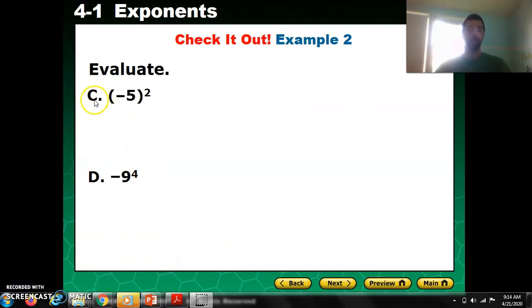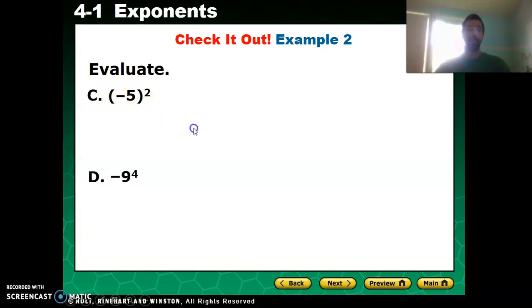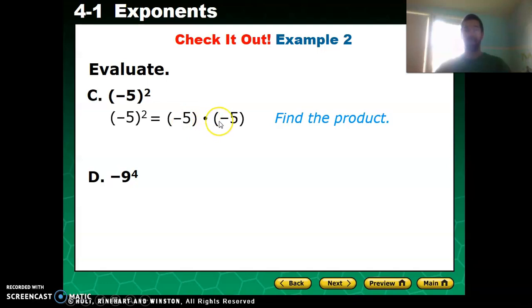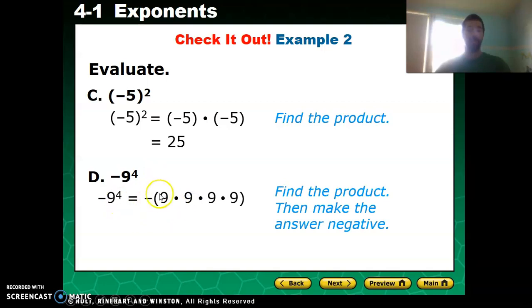And here's a few more, starting with letter C. Negative 5 to the power of 2. Remember, keep those inside the parentheses. So you have negative 5 times negative 5, finding the product, that'd be positive 25. This one, the negative 9 to the power of 4, you would have the negative outside the parentheses, and then the 4 9's inside, so you'd end up with a negative answer.